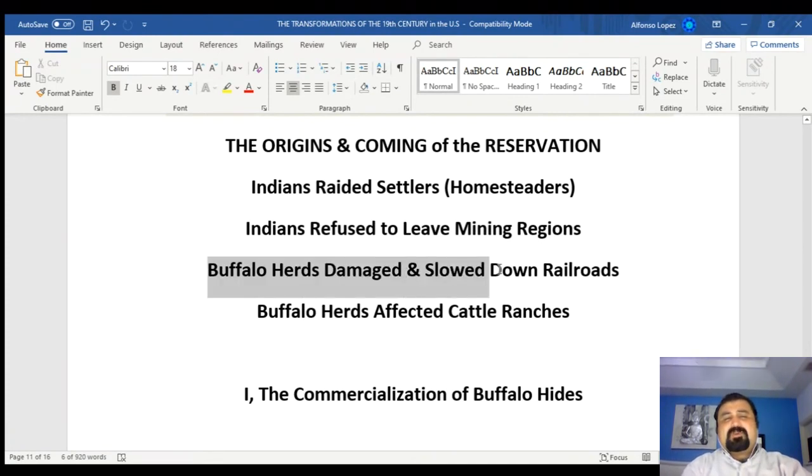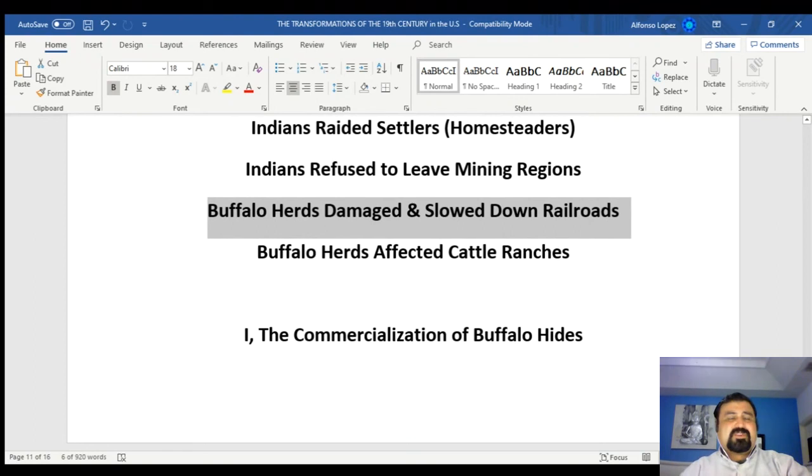We got also the buffalo. We talked about the 13 million buffaloes roaming around this region. And again, the buffalo herds damaged, in many cases, the railroad tracks, wagons, and rail cars, and slowed down railroads, because as the buffaloes were moving across the railroad tracks, the train operator had to actually stop the train before it could continue. And in many cases, after the buffalo herd passed, the tracks would be totally damaged and had to be repaired. So you slow down the process of transportation, as I just explained a few moments ago.